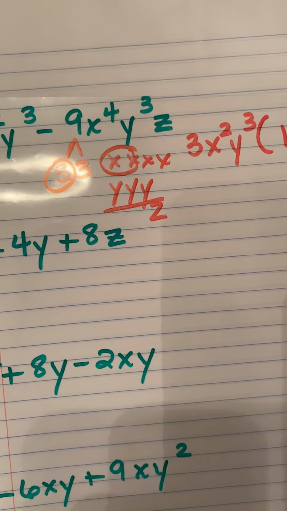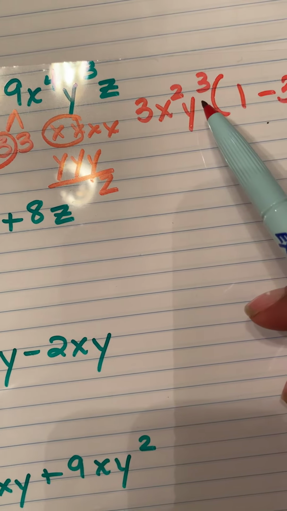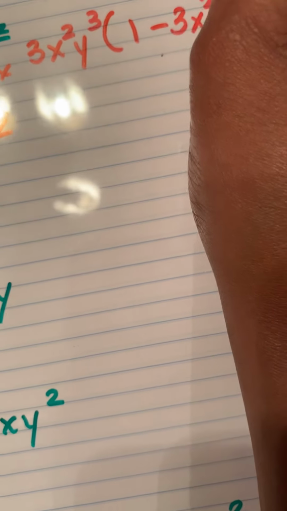Okay. How many y's do I need? I need 3 y's. I have 3 y's already. Well, I need 1 z. How many z's do I have? None. So I need to put a z right here.